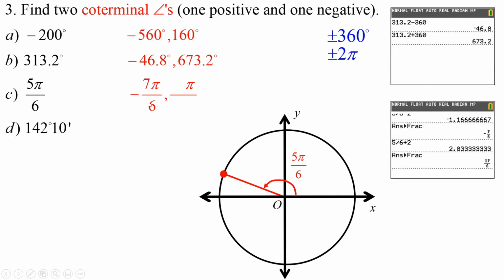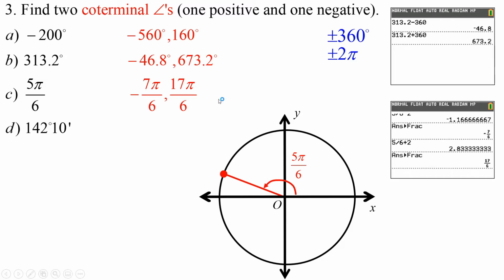Okay, and I did the adding 2 pi, and I took the pi's out of the mix again, so I went 5 over 6 plus 2, which I'm going to think of as what, 12 over 6? And isn't that 17 over 6? Yes, look at that right there. So my positive answer would be 17 pi over 6.